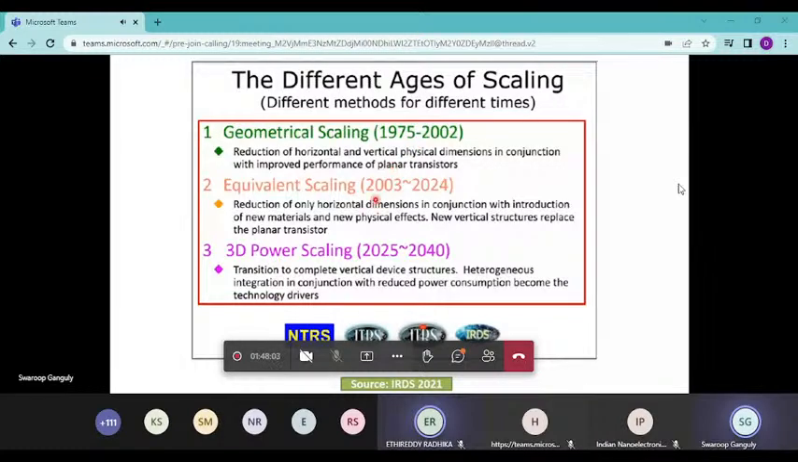And then 2003 onwards, some new things had to be introduced. It wasn't enough to just miniaturize. I'll talk about these in some detail. And then when we look to the future, we are looking at completely different geometries, three-dimensional, and heterogeneous integration. That means integration of many different kinds of device functions on the same wafer.